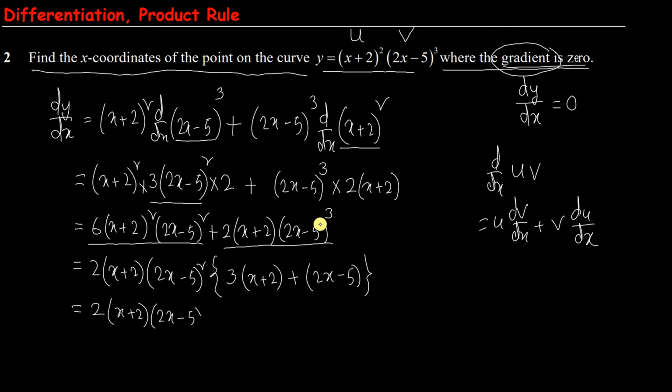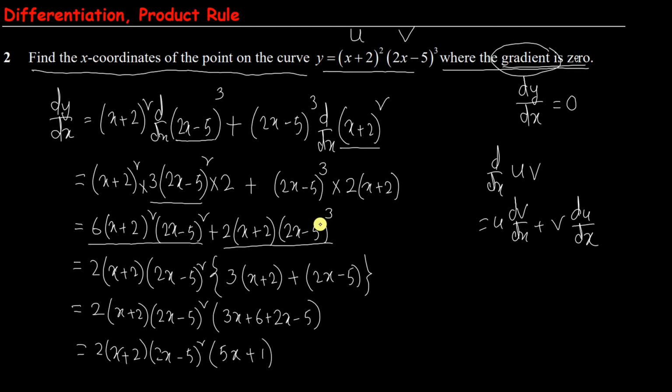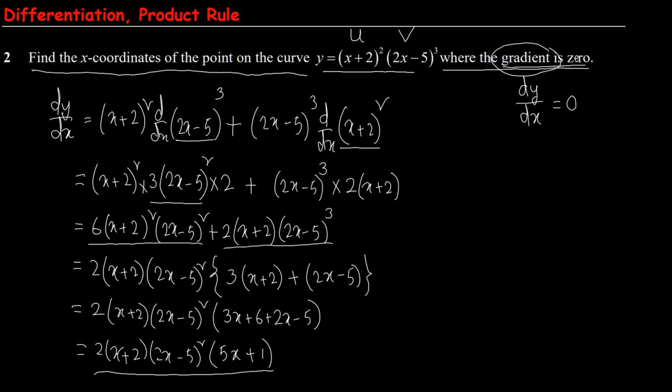We are almost at the ending part. Just break it down: 3(x plus 2) plus (2x minus 5), one more line needed, 2 into (x plus 2), then the part (2x minus 5) squared, then the last part is 5x plus 1. That is the total expression of dy by dx. We just need to consider that as 0, then we would get the answer, because the question asks for the x coordinate only. X coordinate means the x value, they did not ask for the y value as well.